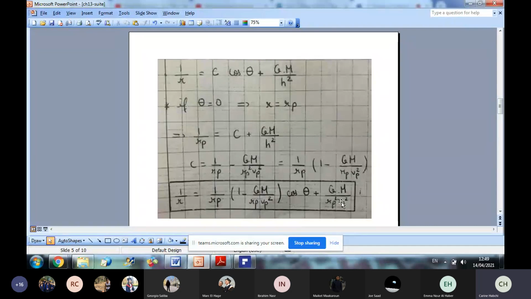So if in a problem, they just give you the perigee value and the velocity at the perigee radius, RP, then it's enough to know the equation of your ellipse.